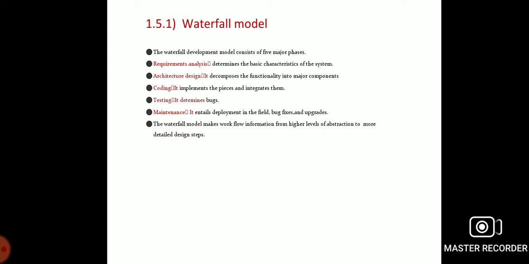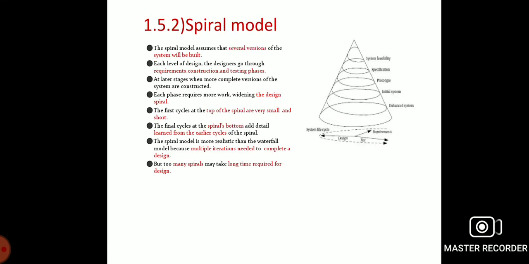We are interfacing ADC, keyboard, or other input and output interfacing modules. And the coding phase implements the pieces and integrates them, coordinating all the interfaces and the main processor and co-processor units. Then testing determines the bugs, that is, we have to find the errors. We have to build in testability. Then maintenance entails development in the field, bug fixes and upgrades. So the waterfall model makes work flow from a high level of abstraction to more detailed design.